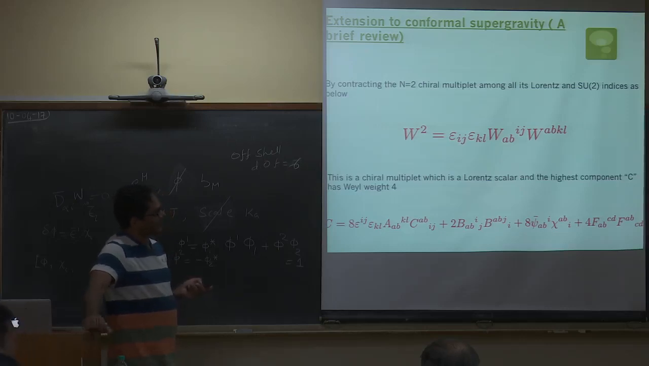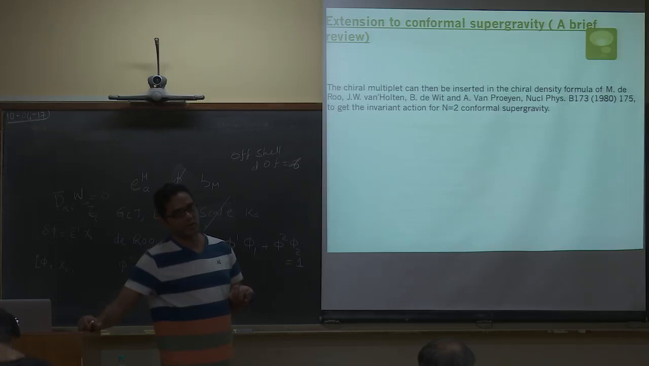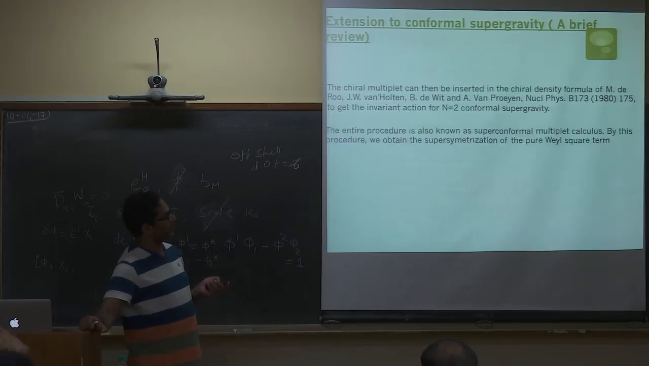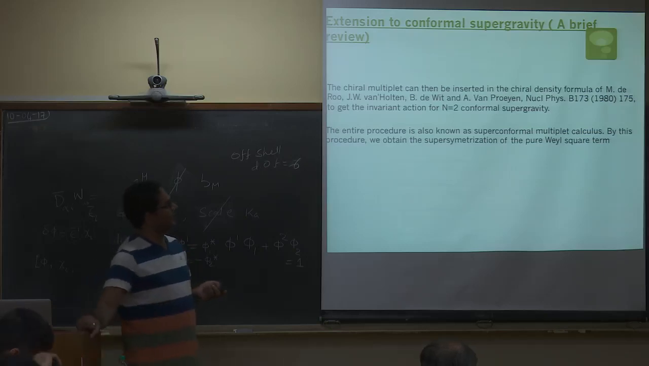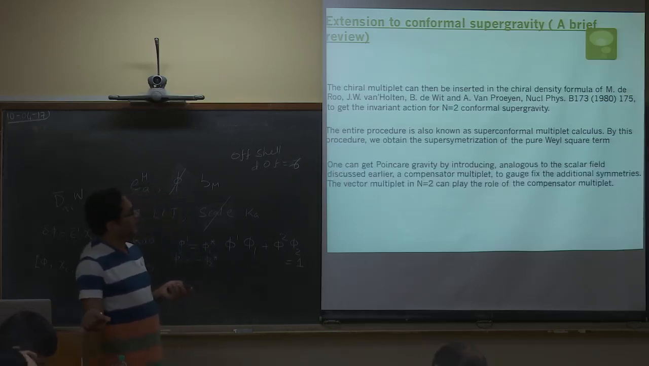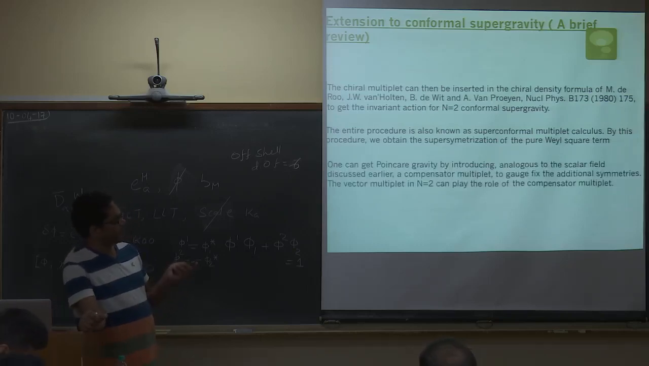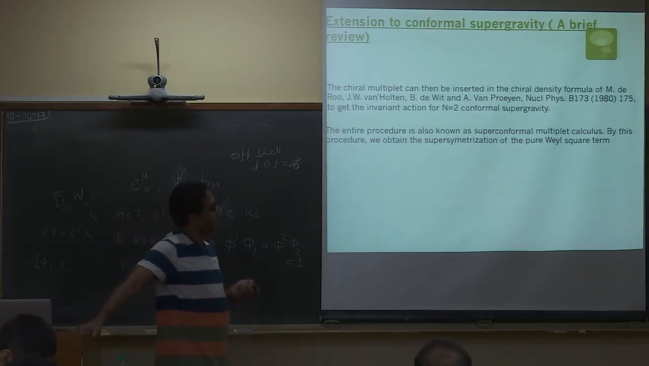So this is the way the invariant action was written down. You have this chiral multiplet constructed out of the Weyl multiplet, and you just put it into this invariant density formula, and you get the action for the N equal to 1 supergravity made purely out of the Weyl multiplet fields. And you obtain the supersymmetrization of the pure Weyl square term in this way. Roughly the supersymmetric action is the integral of d4 theta of your chiral multiplet. So this construction tells you how to obtain the supersymmetrization of the pure Weyl square term.